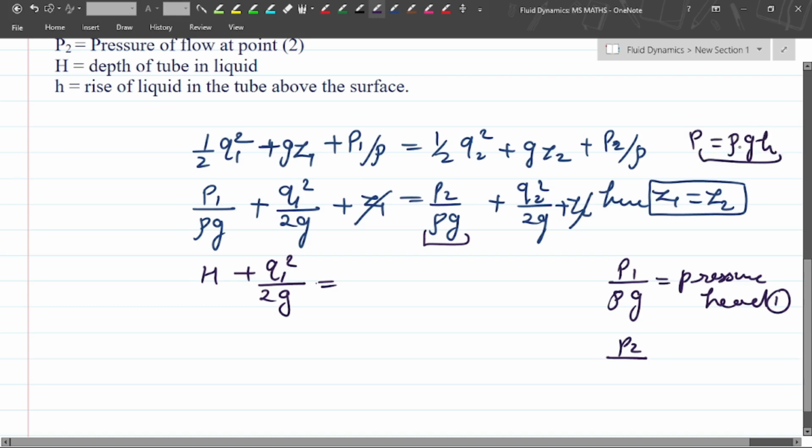We can define the pressure in the way of rho gh, because force by area we can write in this way, using divide by the density. So here the height h is nothing but p upon rho g. So in this case, for p1 it will be capital H, and for p2 it is small h. So it will be small h plus q2 square upon 2g.